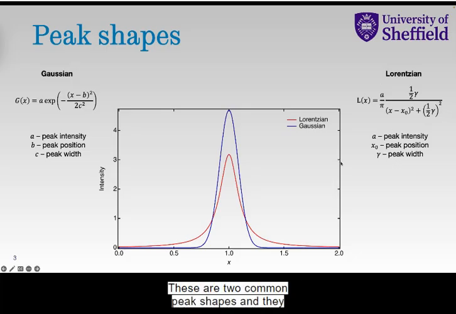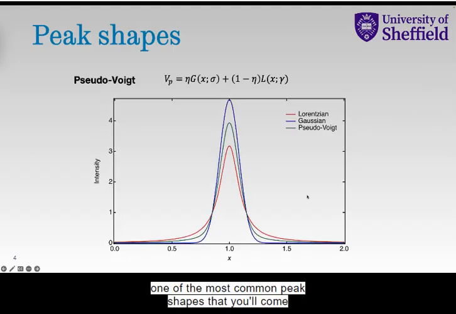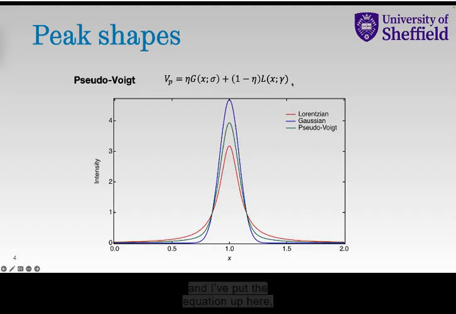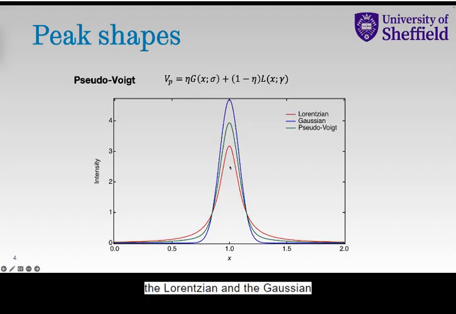So these are two common peak shapes, and they come from probability theory and are often used in probability theory to describe various distributions. But they're quite useful peak shapes to use. In fact, when we come to diffraction analysis, one of the most common peak shapes that you'll come across is something called a pseudo-Voigt. And what a pseudo-Voigt is, and I've put the equation up here, is a combination of the Lorentzian and the Gaussian that we just defined on the previous slide. So it's just a mathematical sum of these two with some sort of weighting.